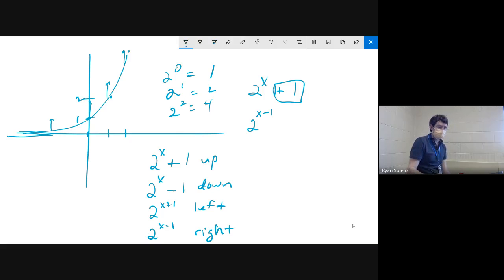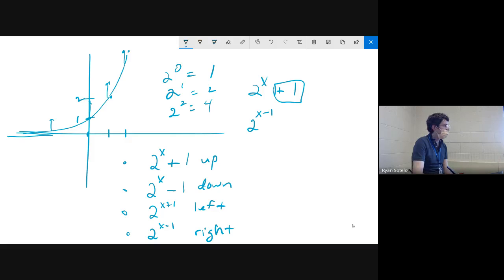Switch these. What's this one? These are the transformations for that exponential. This one would go up. This one would go down. This is going left. This is going right. Does that help you guys?